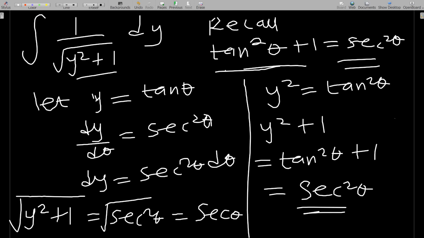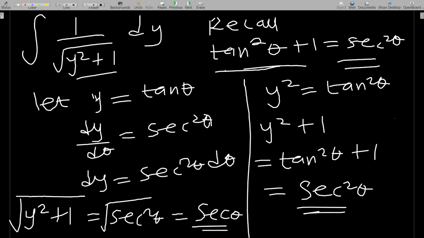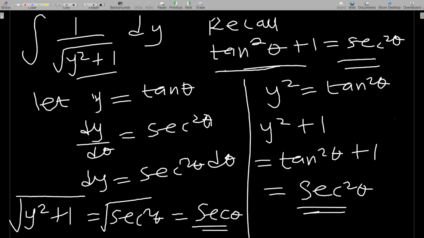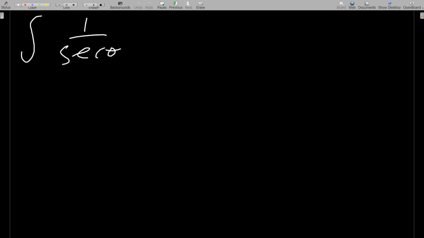Okay, so putting everything that we've done so far, we have the integral of 1 over the square root of y squared plus 1. We said that is what? Sec theta. So we put it back, sec theta. Then what is my dy? My dy is equal to this part, sec squared theta d theta. So I have sec squared theta d theta, and sec squared theta means sec theta all squared. So this will take one of the sec theta, and then we'll get only sec theta.